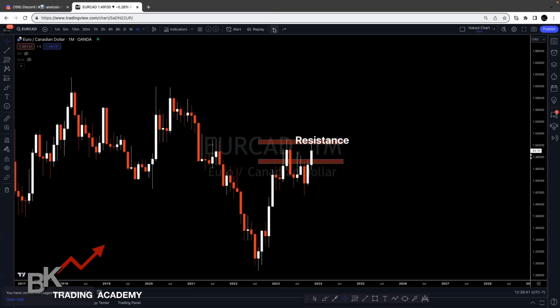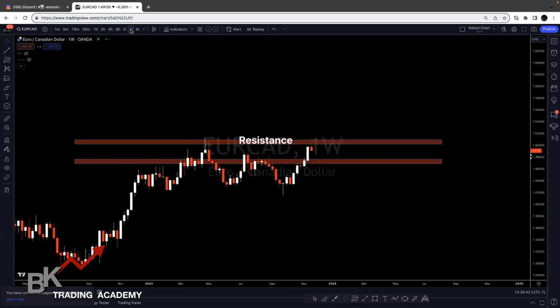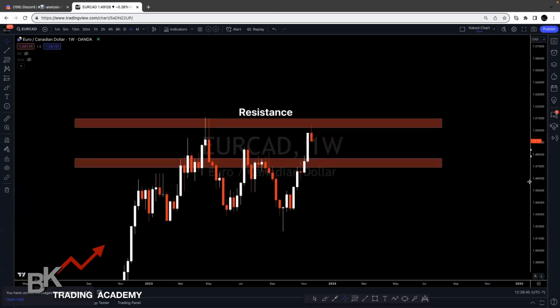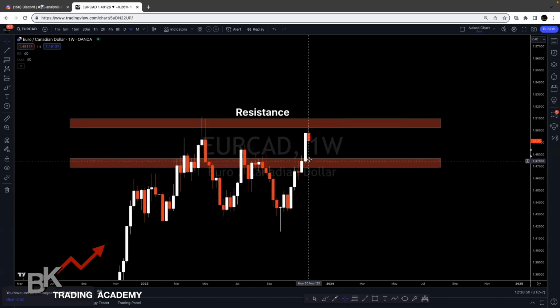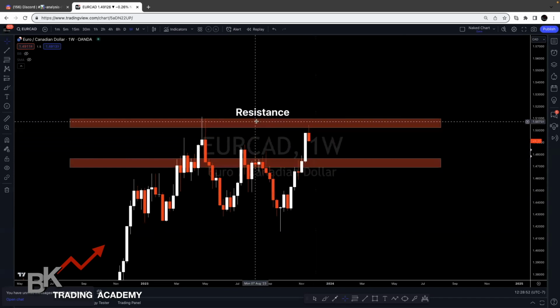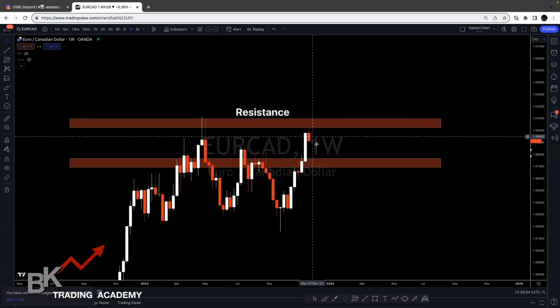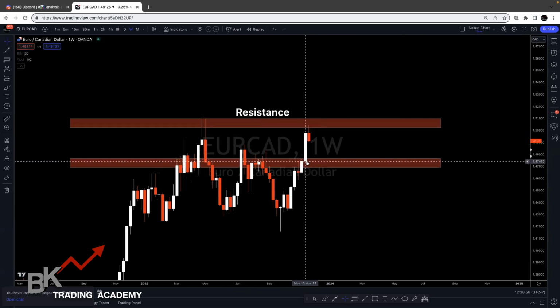If you are a short-term swing trader or an intraday trader, you're going to look more at your daily or weekly levels. So you're going to find a level below price and you're going to find a level above price. So we have our key resistance above price, and now we have a level below price as well.